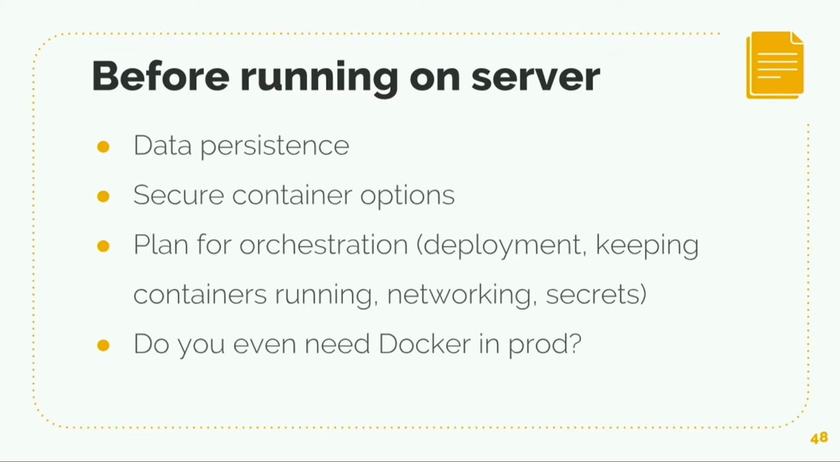You need a plan for orchestrating those containers, and orchestration entails several things. It's building up the latest version of the image. It's deploying it out to a system. It's making sure it stays running. It's getting any secrets deployed to the right places or allowed for the right containers, and then networking all your containers together. And then finally, do you even need Docker in production, or is this just something superfluous?